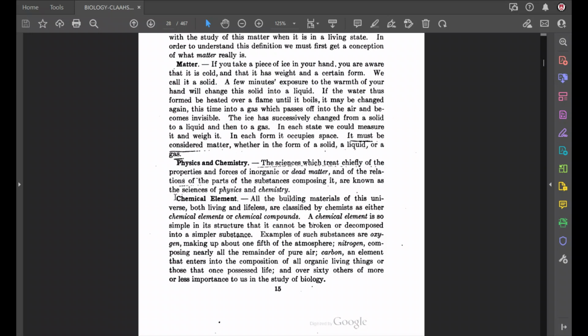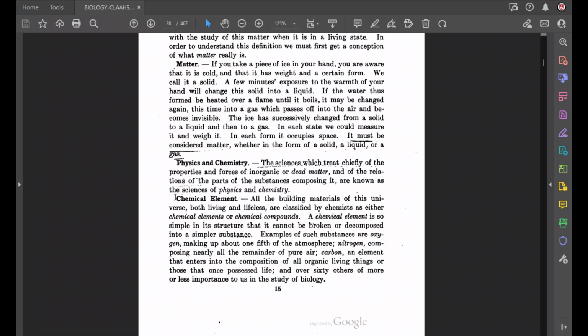I think chemists have identified over 100 chemical elements. The number changes. Some chemists disagree on the number. Some substances are considered as elements that aren't actually natural. They're actually man-made elements. So those issues get kind of confusing. So you should understand what a chemical element is. It's a substance that is simple and cannot be broken down into a simpler substance.